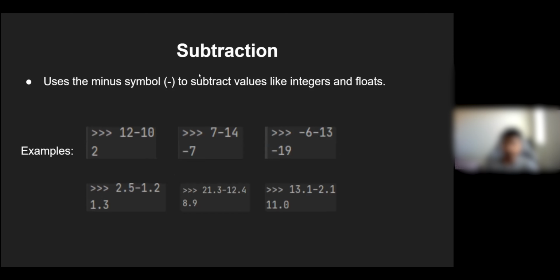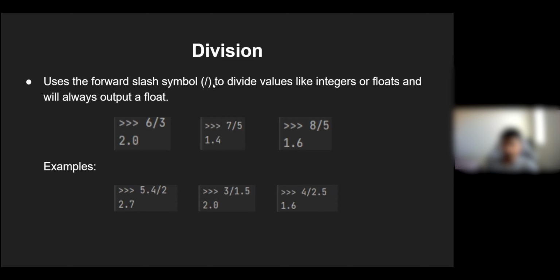Next is subtraction, just like simple math. This uses the minus symbol, and you can subtract values like integers and floats. So 12 minus 10 equals 2, 7 minus 14 is negative 7, and 2.5 minus 1.2 is 1.3. Then division uses the forward slash symbol, and you can divide integers and floats. So 6 divided by 3 is 2.0, and 8 divided by 5 is 1.6.